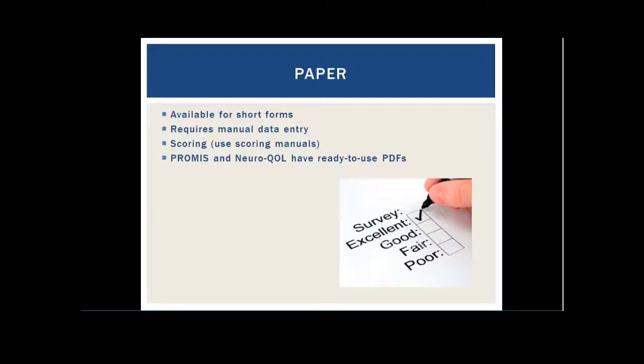So typically, data is collected on paper. It's available on short forms. The downside to this is it does require manual data entry, so that could be error prone. Scoring is not automated, so you do have to use scoring manuals. PROMIS and NeuraQual do have ready-to-use PDFs available through Assessment Center. And so that is always an option that you have for administering these types of measures.